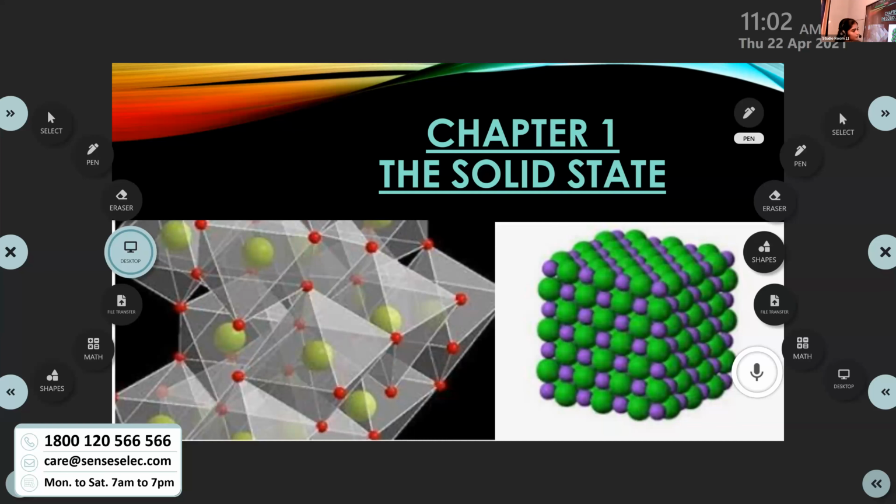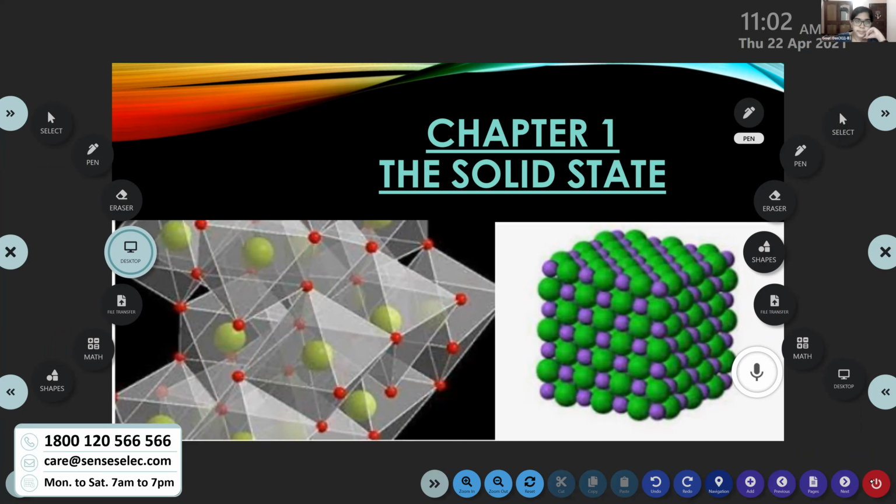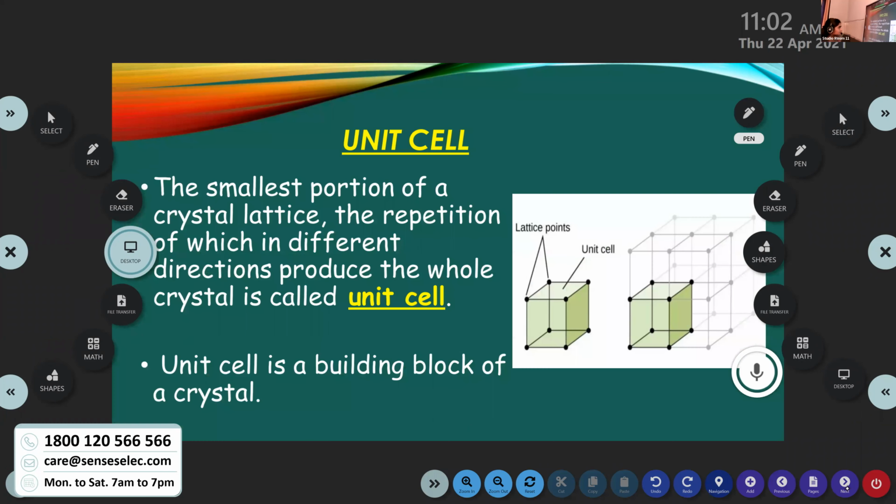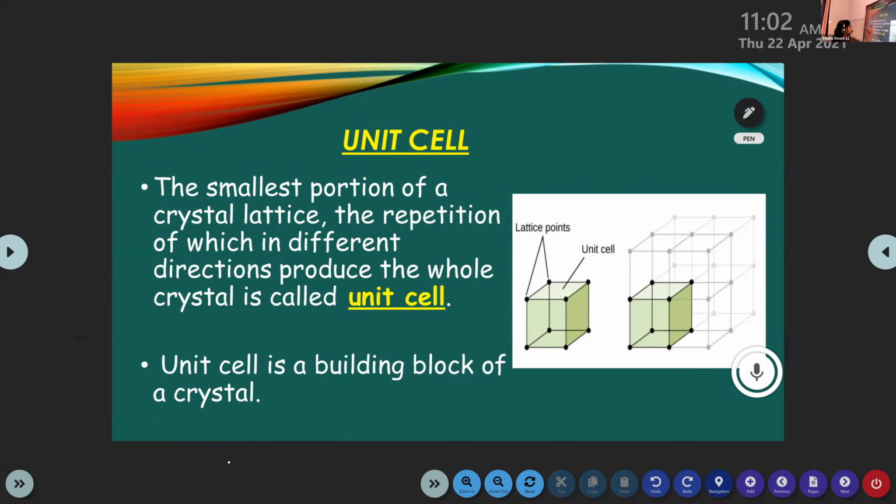Is the screen visible for you? Yes, ma'am. Okay, fine. So you can write unit cell: the smallest portion of a crystal lattice, the repetition of which in different directions, that means in 3 dimensions, produce the whole crystal, is called unit cell. Unit cell is a building block of a crystal.